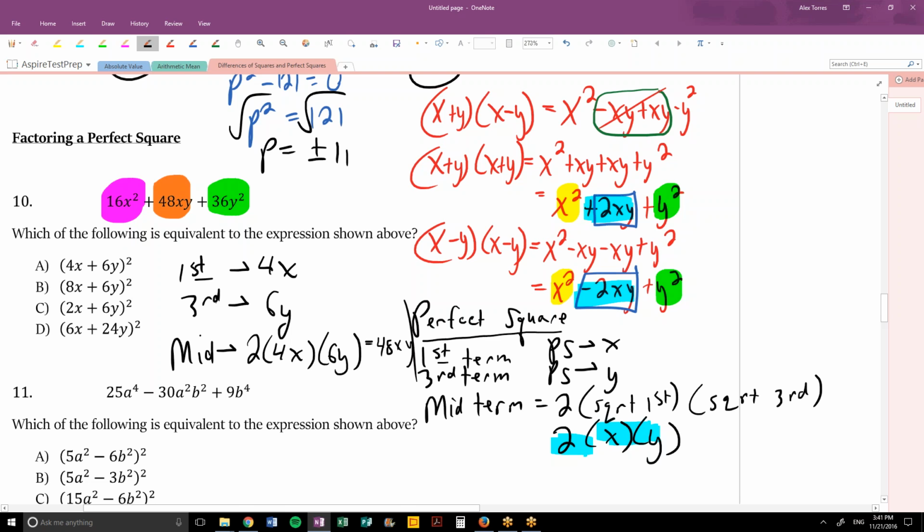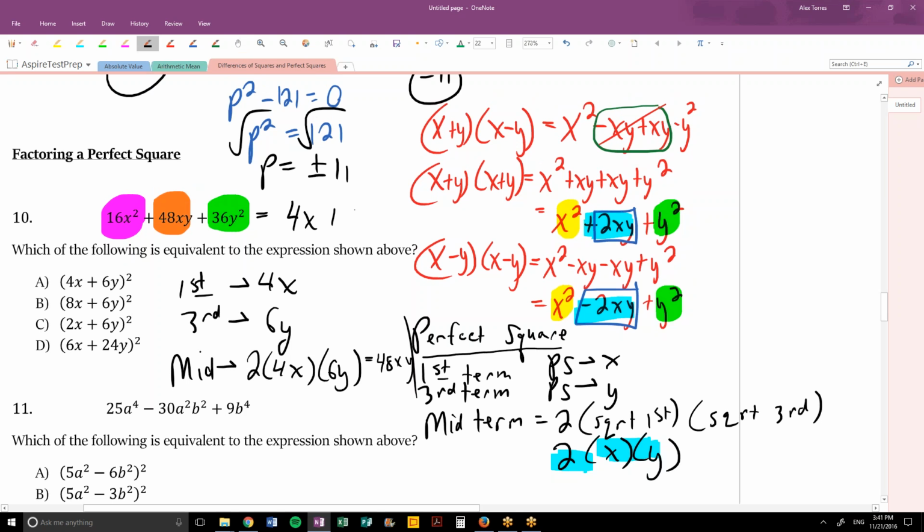So we just ran the perfect square trinomial test on our expression, and once you know it's a perfect square, it's going to factor to the square root of the first term, which was 4x, and the square root of the third term, which was 6y, all squared. This plus sign would have been a minus sign if we had a minus sign right there. Otherwise, everything else is the same. So the answer is 4x plus 6y all squared, and that's choice A.